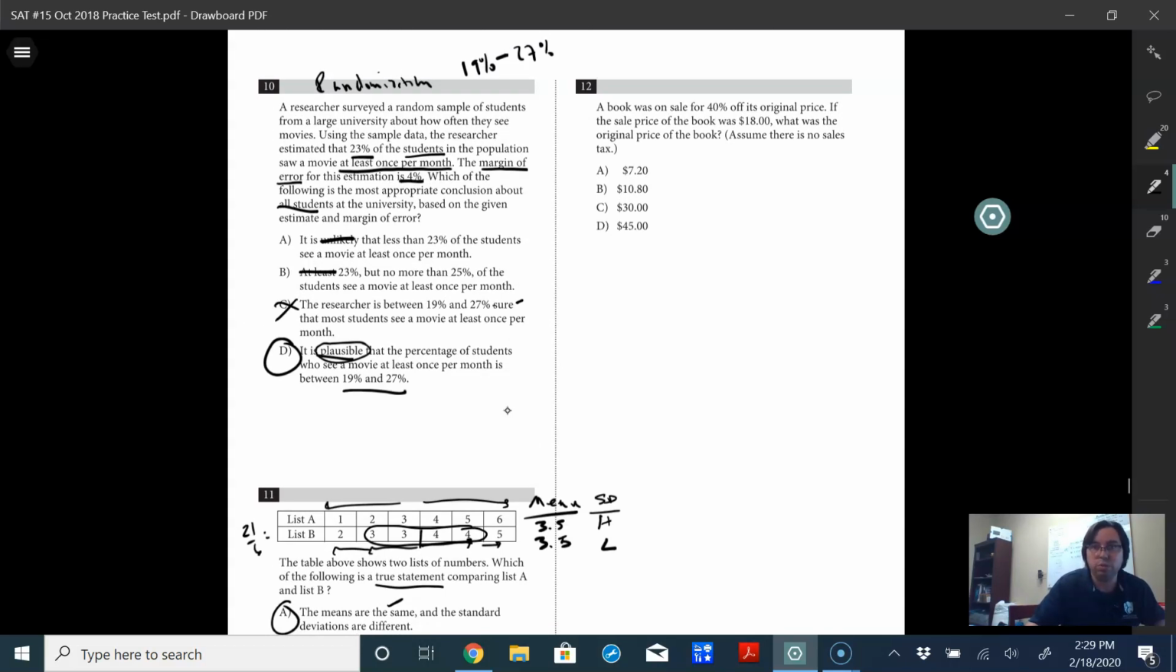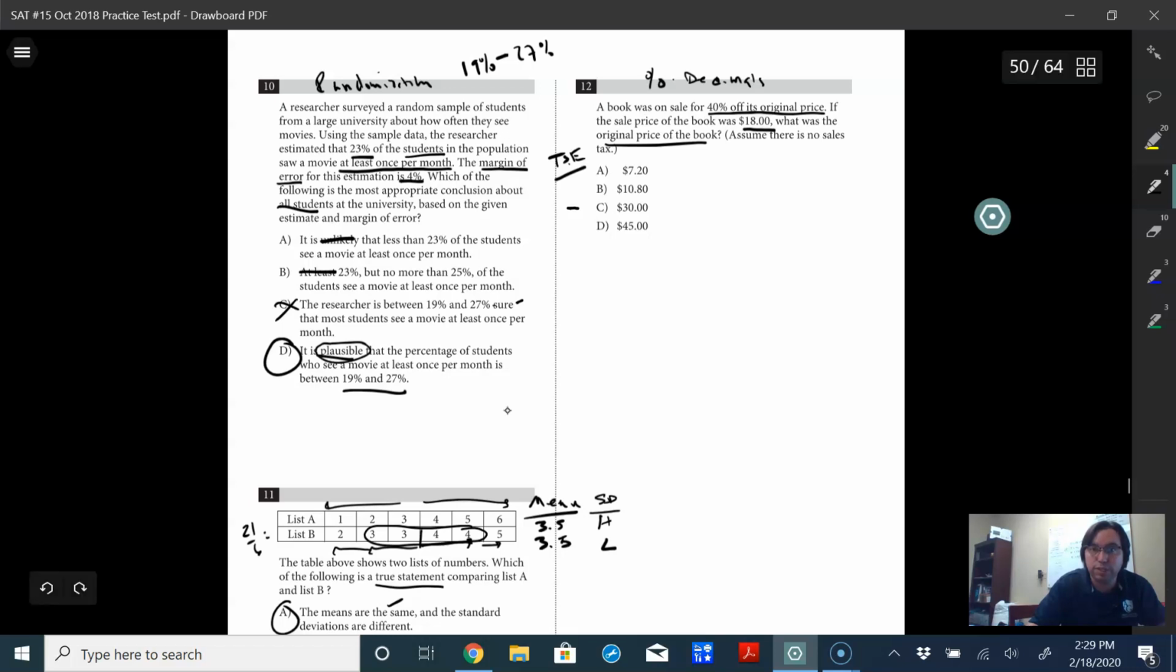All right, let's look at number 12 here. We see we have a percentage problem, and we just need to decide if it's decimals or change of. The book was on sale for 40% off its original price. So again, we see that's going to be decimals. If the sale price of the book was $18, what was the original price of the book? Well, this is a good trial and error question. And so for that reason, we can just choose one of these and see what happens to work.